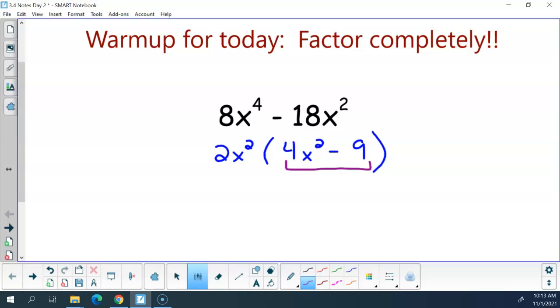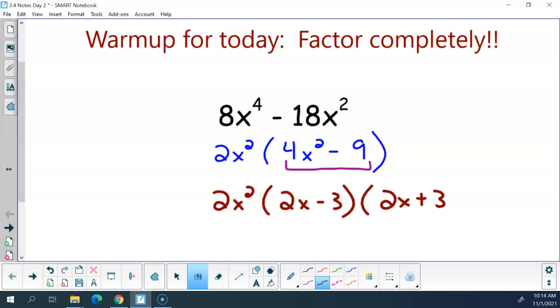Even more than that, why can I factor 4x squared minus 9? Because it's subtraction. More importantly, it's the difference of perfect squares. If it were the sum of perfect squares, then no, we couldn't factor it any further. We'd leave it at whatever we had after this one. But this one factors to be 2x squared out in front, then 2x minus 3, and 2x plus 3.